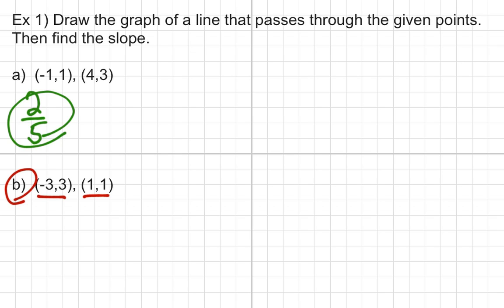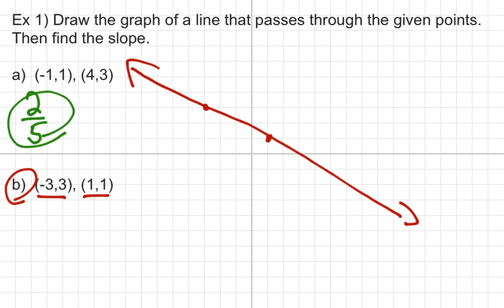Okay, so -3, 3. If we're back, and hopefully you did your line, here's what we do. -3 means to the left, 1, 2, 3, and then +3, 1, 2, 3, up. There's my first point, negative 3, 3. The second point is 1, 1. That's 1 to the right, up 1. There's 1, 1. I have to connect my dots using a nice straight line. You guys should be using a ruler.